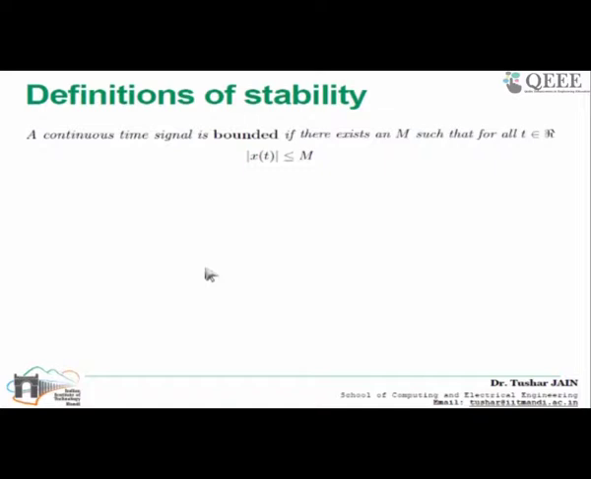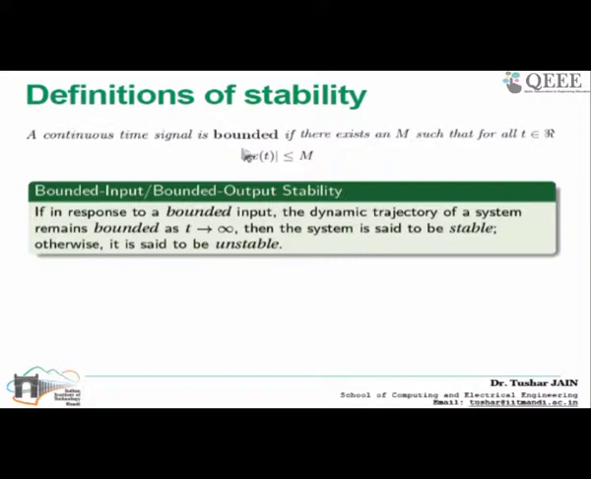First we'll see when you can say that a signal is a bounded signal. This would help us to define the bounded input bounded output stability. A continuous time signal is bounded if there exists an M such that for all t belonging to the real numbers R, it satisfies this condition. If it satisfies this condition, we say that the signal x(t) is a bounded signal. Now, for bounded input bounded output stability, if in response to a bounded input, the dynamic trajectory of a system remains bounded as t tends to infinity, then the system is said to be stable, otherwise it is said to be unstable.